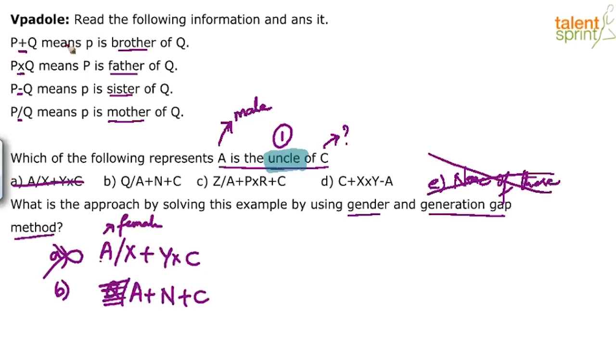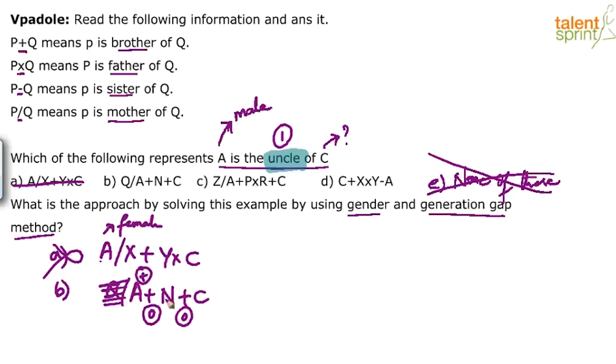What is plus? Plus means brother. A plus N means A is the brother of N. Now, brother of N means A is a male person, right? A's gender is clear. But A is the brother of N means generation gap is 0. N is also the brother of C means generation gap is 0. The total generation gap between A and C is 0.